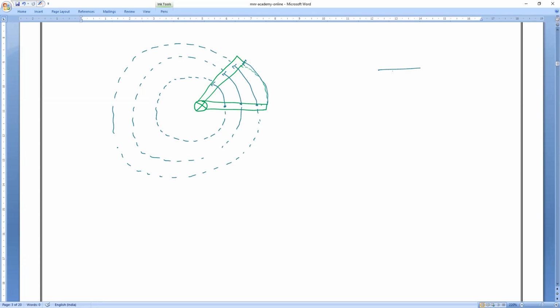So when the body is traveling in a straight line, what is that called? Linear motion. Now, when the body is rotating, what motion is that? Angular motion. Understanding, all of you?